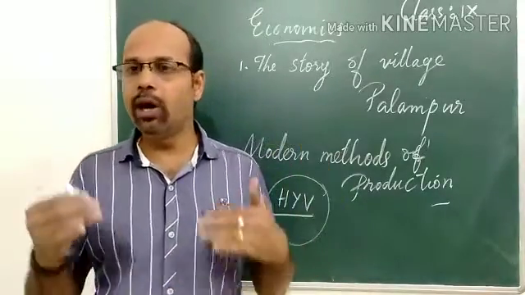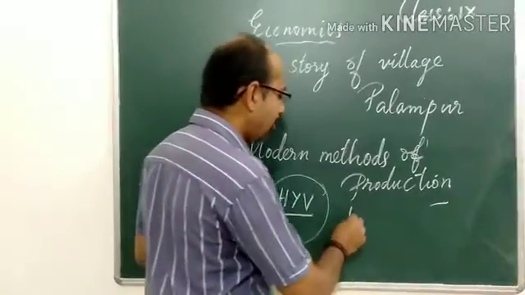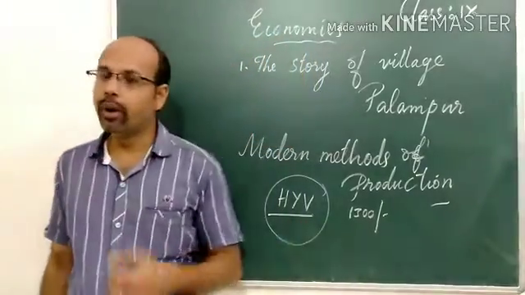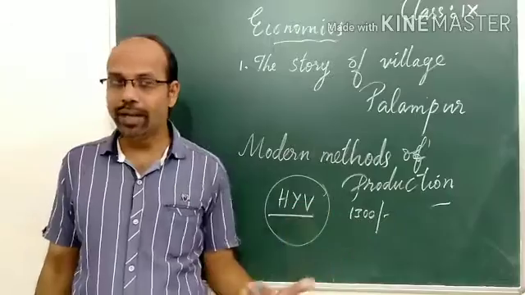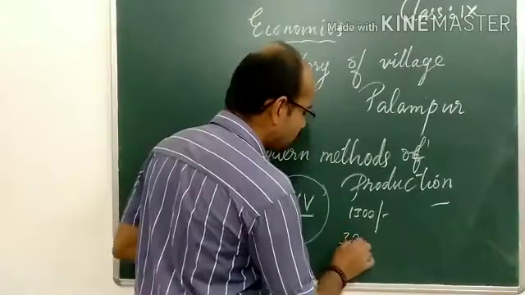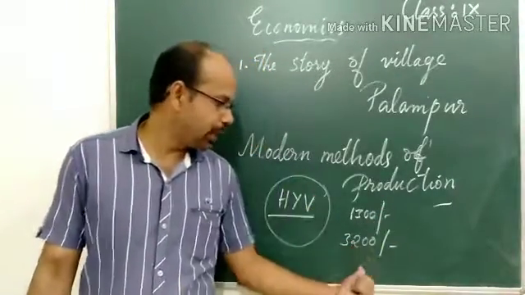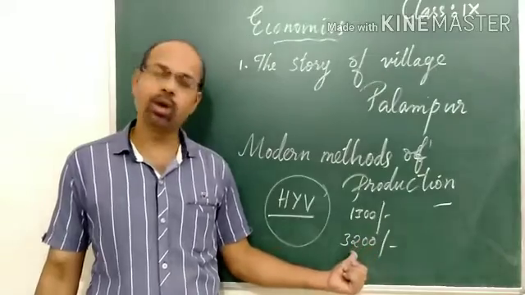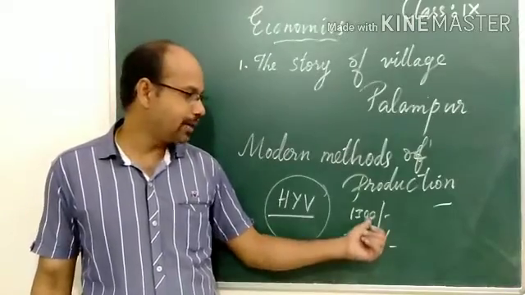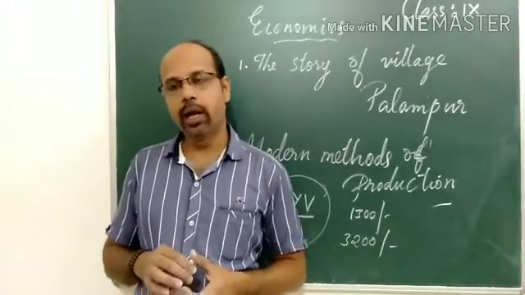So in Palampur, the yield of wheat grown from the traditional varieties was only 1300 kilograms. But when they used modern methods of farming, it went up to 3200 kilograms of wheat. On the same piece of land, using modern seeds or high yielding varieties of seeds, they could produce 3200 kilograms of wheat. At the same time, when they used traditional seeds, they could produce only 1300 kilograms of wheat.